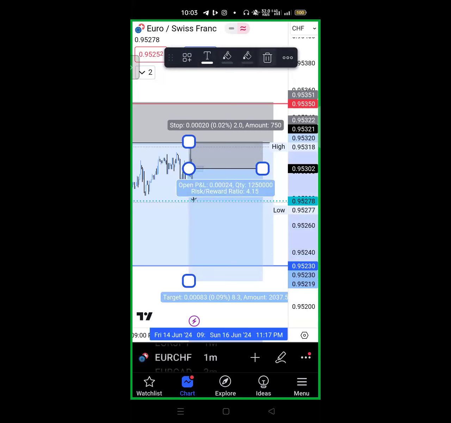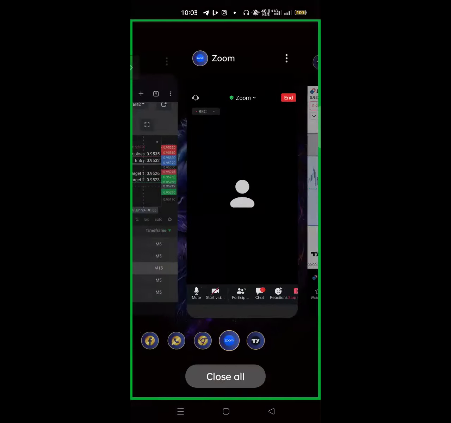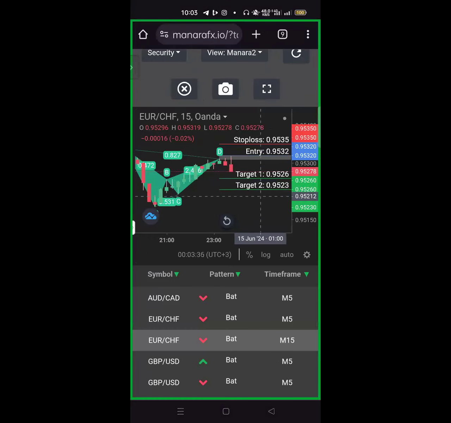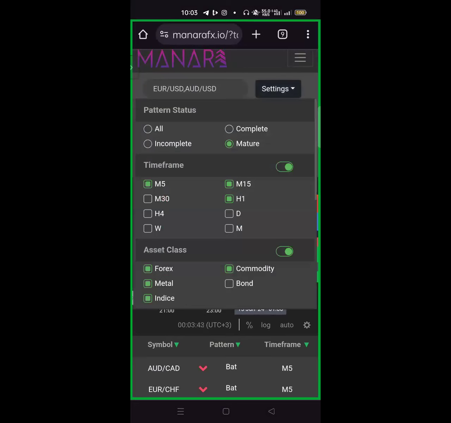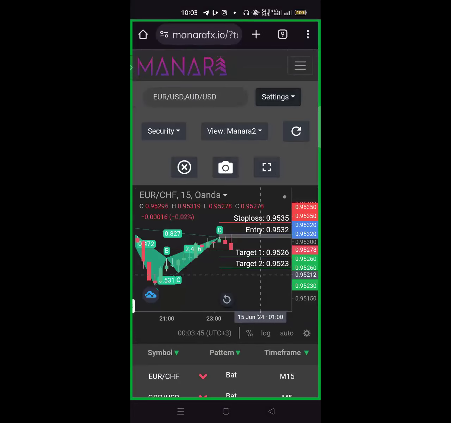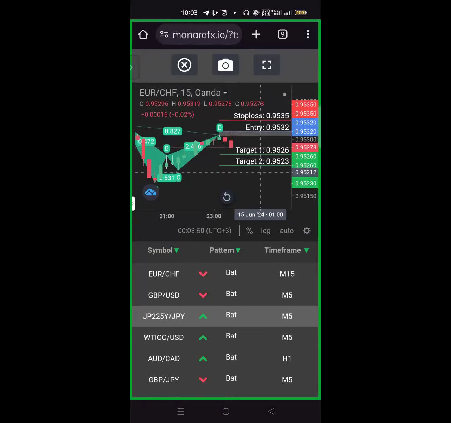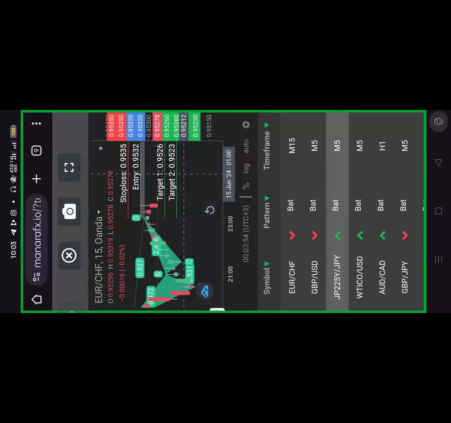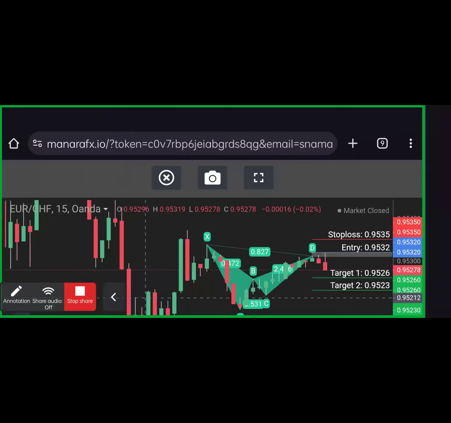So what we want to do now is quickly look at some past trades on Manara. For me to do that, I have to change the status to complete trades. From complete trades, I will see the ones that are successful and the ones that are not. So we'll try the successful ones first and see if this really worked out.